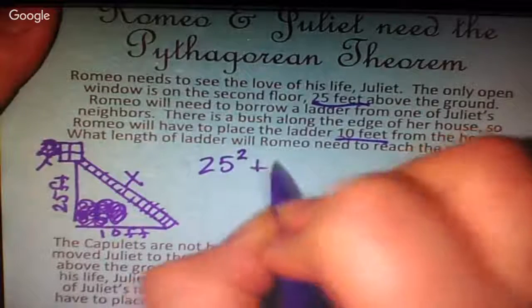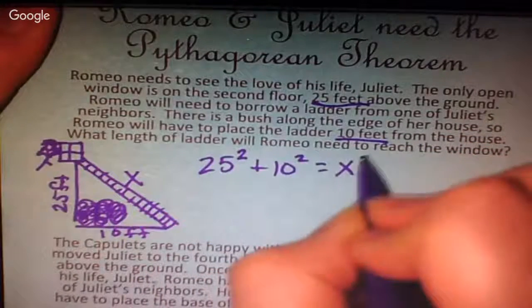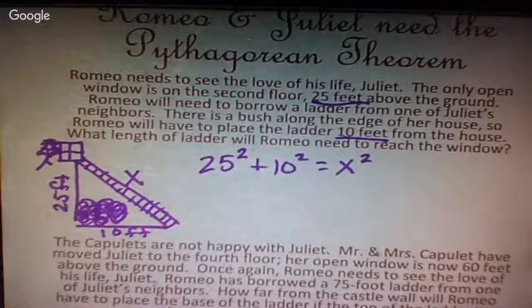Fantastic. 25 squared plus 10 squared. You can use x. If you wanted to use c, that's fine, because you're so used to a squared plus b squared equals c squared. Doesn't matter what variable you use.